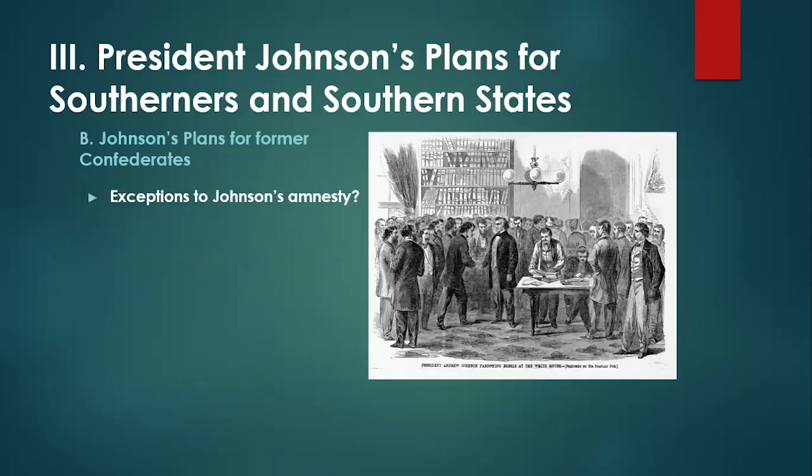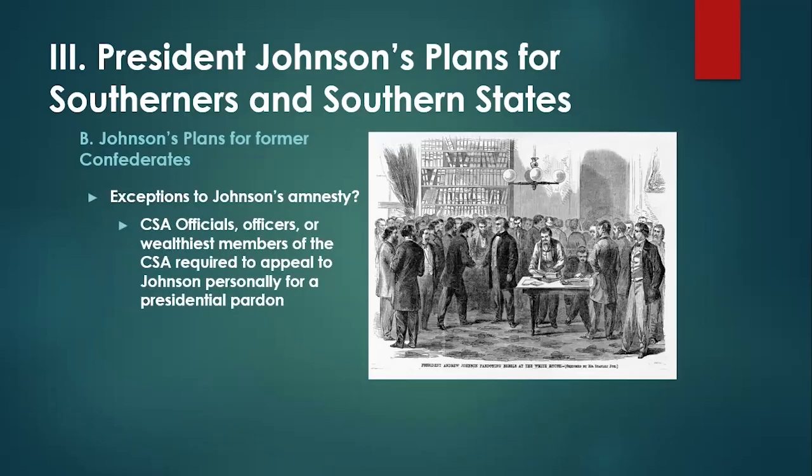But there were a few exceptions to his amnesty. There were some individuals who would have to either write to him or come to him in person to directly request a pardon. One group who had to request pardons were Confederate officials. Another group were Confederate officers who had served in the military. That kind of makes sense, right? These are the leaders of the rebellion. They have to have an extra condition held to them in order to rejoin the Union.